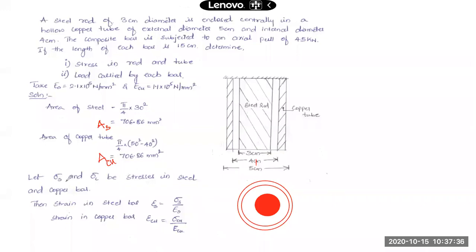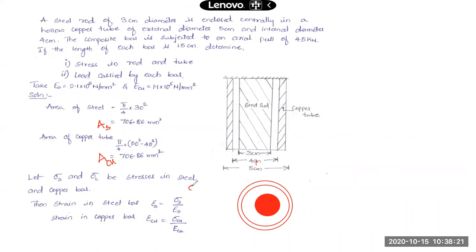Now, what should be the stresses in the two bars? If you call them sigma S and sigma C, or even sigma Cu, these are the stresses what we need to find. And if I go for finding the strain in the steel bar and in the copper tube, I can use sigma S upon E_S. So strain in steel bar will be stress in steel bar divided by its modulus of elasticity, sigma S by E_S. Similarly, strain in copper tube will be stress in copper tube divided by its modulus of elasticity.